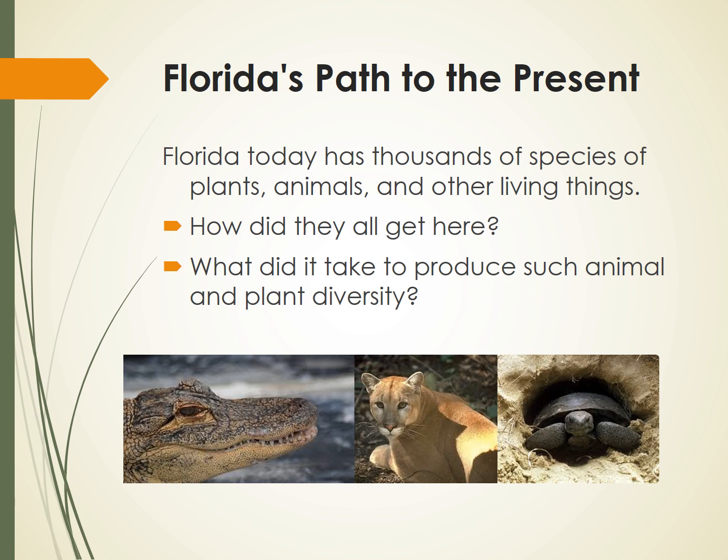Can you identify the species below? You probably can. They're pretty familiar. This is the American alligator. In the middle, we've got the Florida panther. And the cute little fellow on the right is a gopher tortoise.